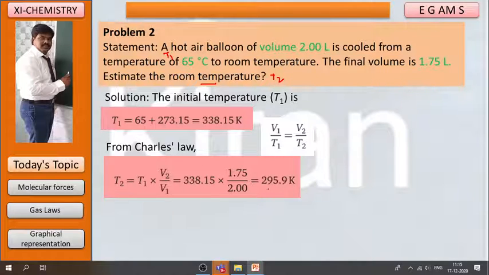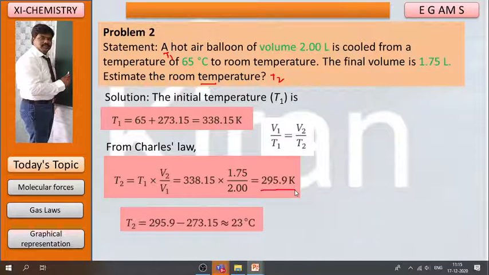When you substitute all the values, you get the absolute temperature T2 as 295.9 minus 273. Approximately, when you convert into centigrade temperature, it is 23 degrees centigrade. So T2, how much value did you get? 295.9 minus 273.15. Why have I subtracted it? Because you want the centigrade temperature. So you get 23 degrees centigrade. Hence the room temperature is 23 degrees centigrade.